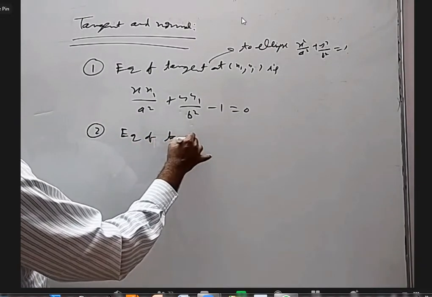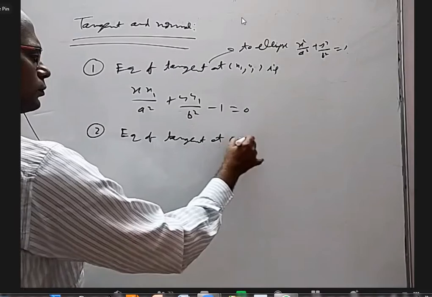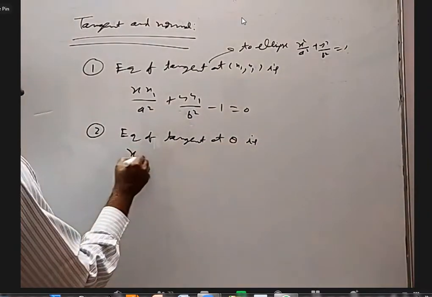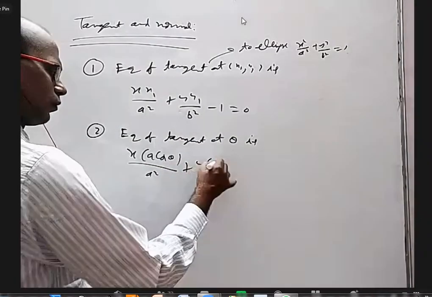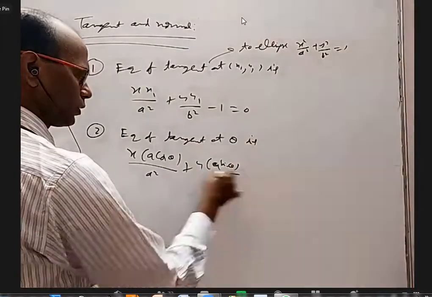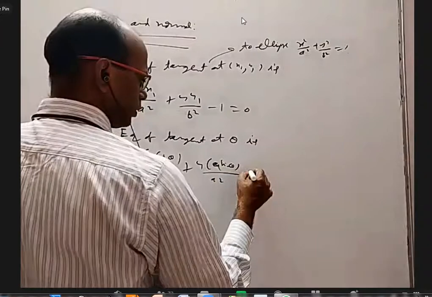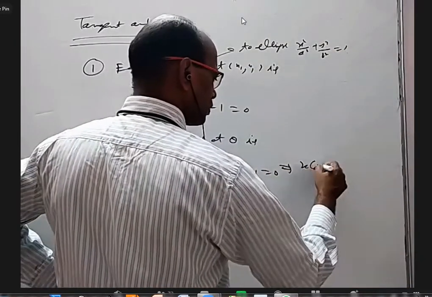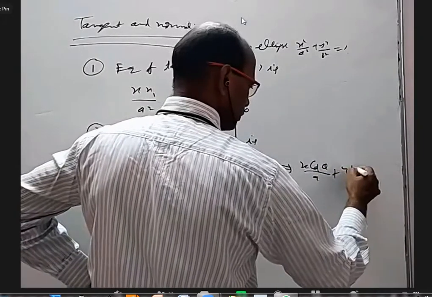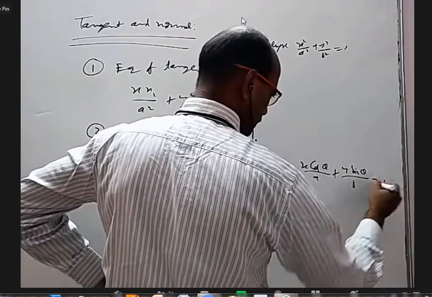Equation of tangent at theta is x into a cos theta by a square plus y into b sin theta by b square minus 1 equal to 0. You can cancel a. It will become x cos theta by a plus y sin theta by b equal to 1.